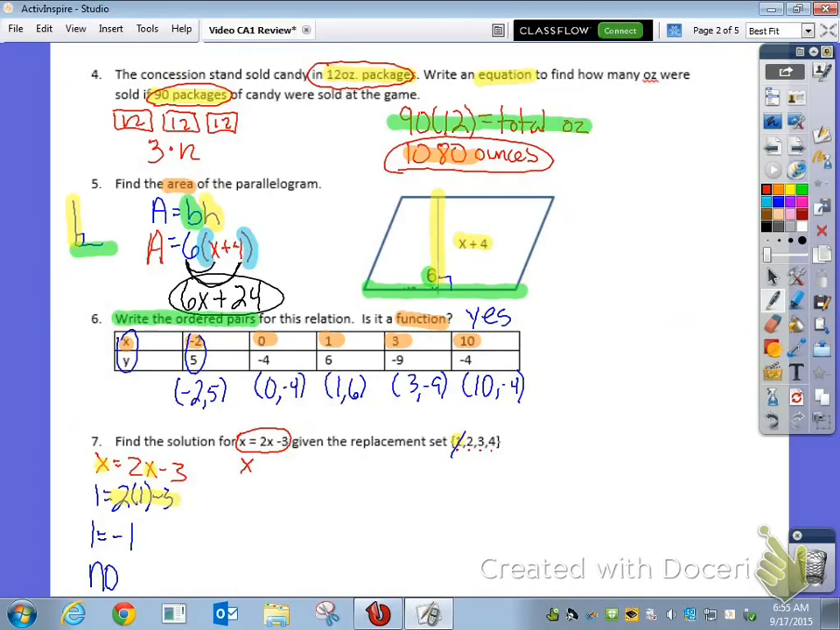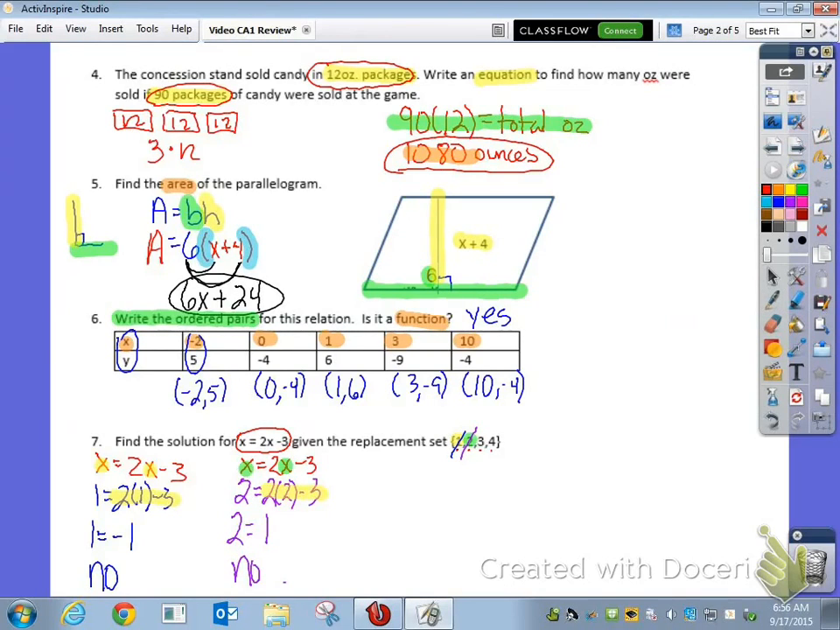So I write down x equals 2x minus 3. This time, my replacement is a 2. So wherever I see an x, I'm going to plug in a 2. Okay? So 2 equals 2 parentheses 2 minus 3. Now this 2 comes down, but on the right side, I plug that in my calculator. And when I plug that in, I get a 1. Does 2 equal 1? No. So 2 doesn't work. Okay?